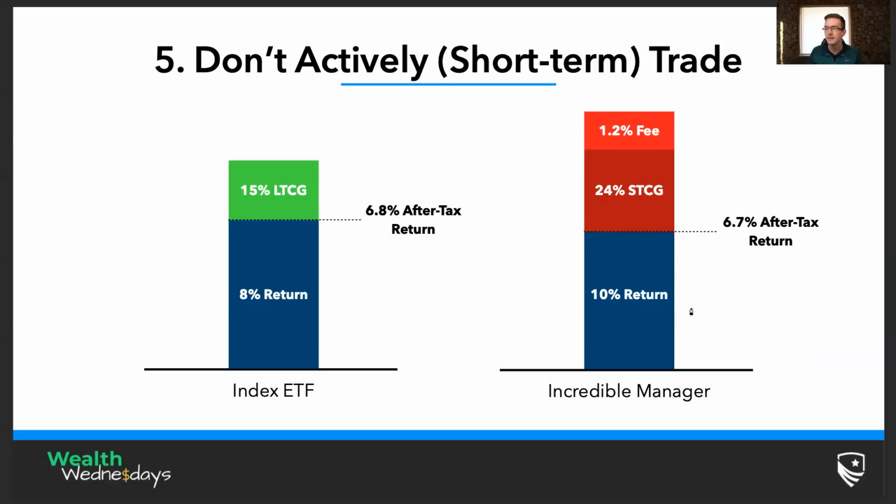Incredible manager, 10% per year return. After their 1.2% fee, they take off the top. And then let's say this person is at a 24% marginal tax bracket. So they have 24% in short-term capital gains. Well, all of a sudden, even though they earn 2% more, because they're paying more in taxes, because they're paying more in fees for active management, their after-tax return is 6.7%.